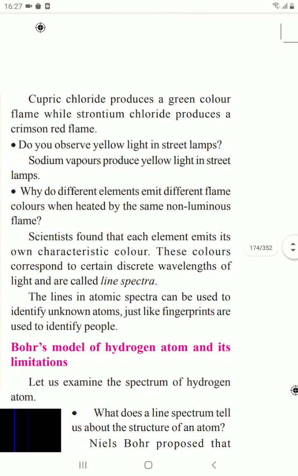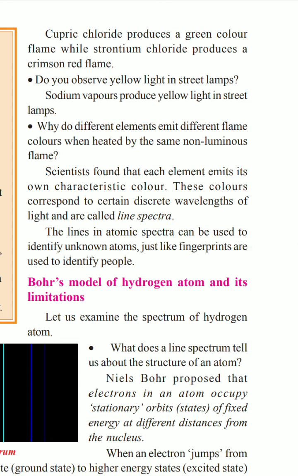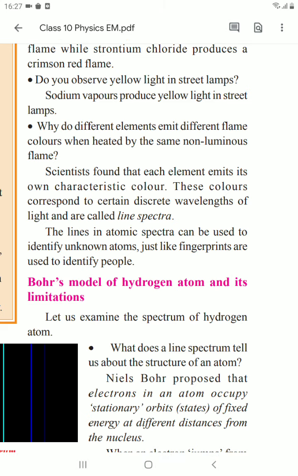So each and every element has its own character to emit different colors of light with different intensities. Scientists found that each element emits its own characteristic color. These colors correspond to certain discrete wavelengths of light and are called line spectra. According to their character, elements emit their discrete wavelengths of different colors, and those different colored lines are called the line spectra.